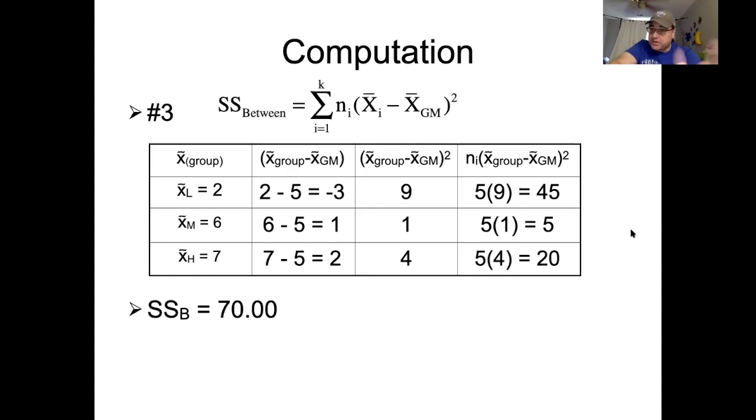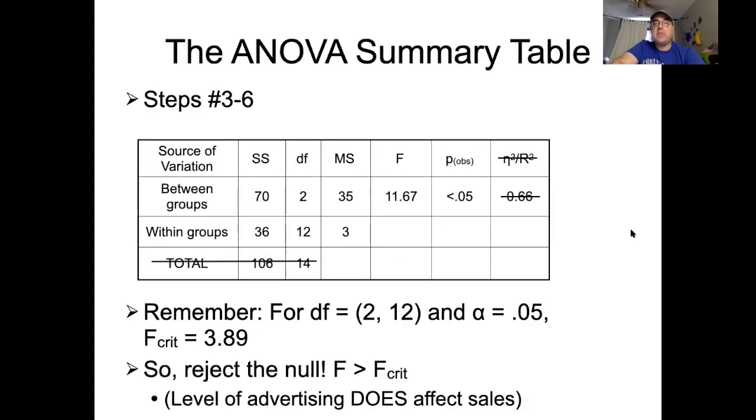So the hardest parts are done, sums of squares within and sums of squares between. Now we need to get them in a place where we can get the mean squares.